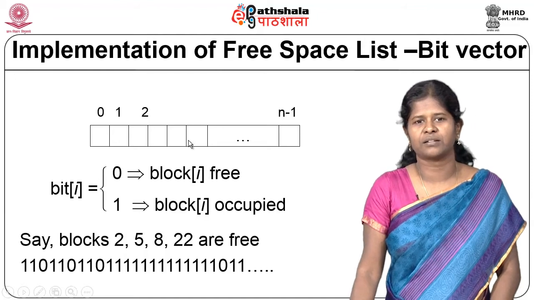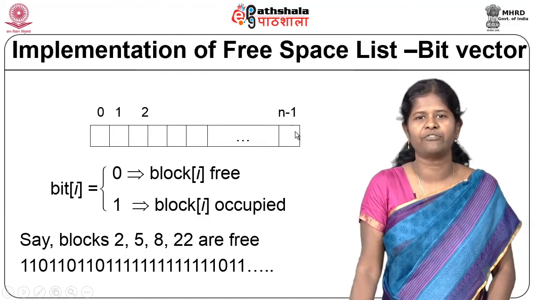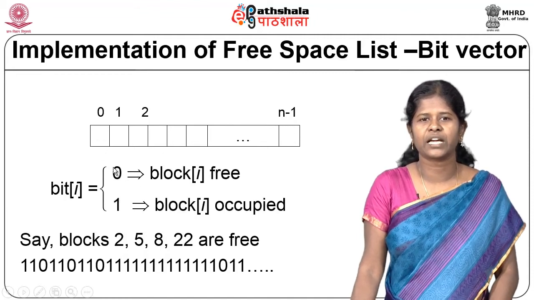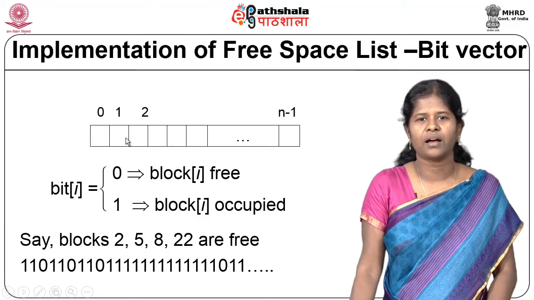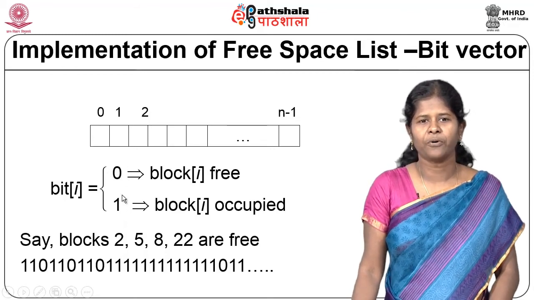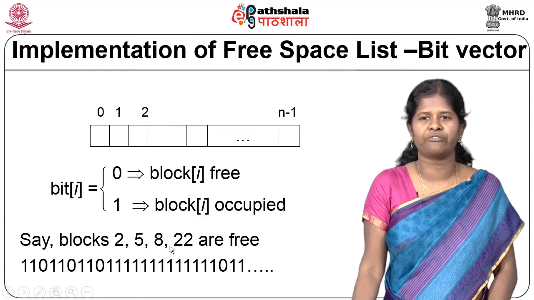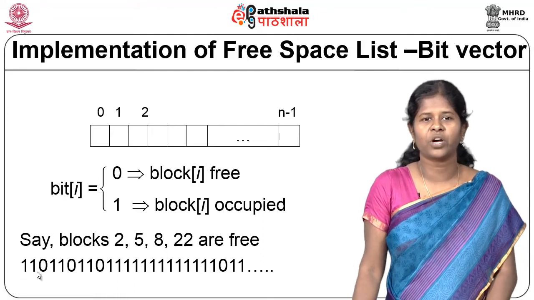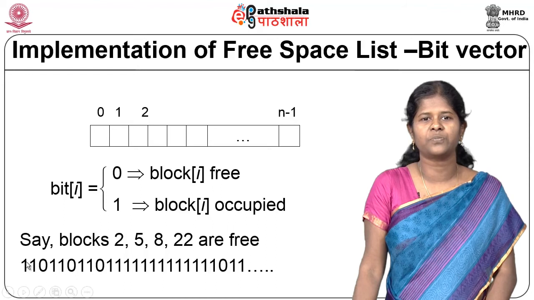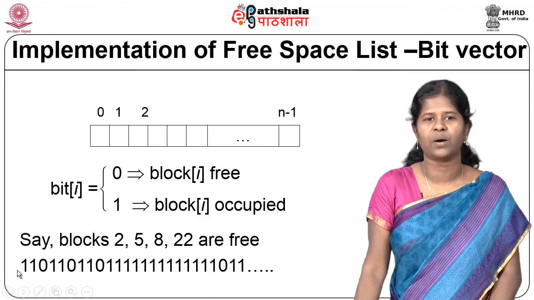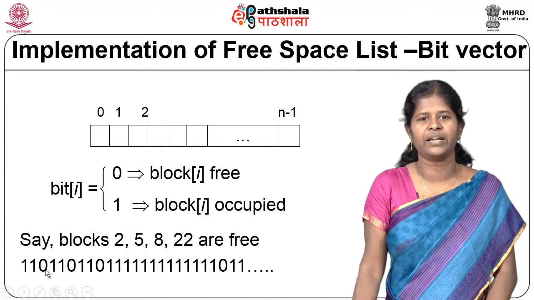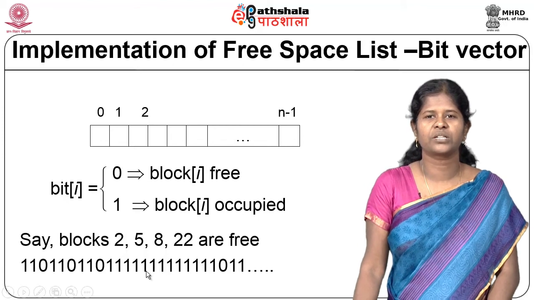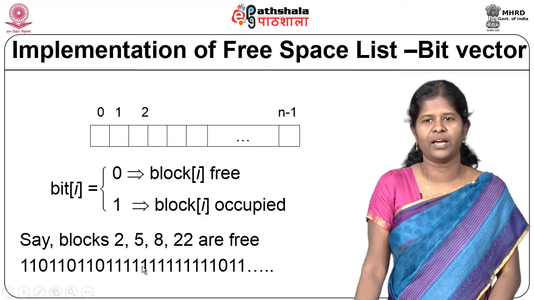There are different ways in which this free space list can be maintained. One is the bit vector, where you have a bit assigned for each and every disk block. If a disk block is free, then the corresponding bit is 0. If the disk block is occupied, then the corresponding bit is 1. Suppose disk blocks 2, 5, 8, 22 are free, then the bit vector will look something like this. You will have disk block number 0 which is currently occupied, disk block number 1 which is occupied, and hence the bits are 1, and disk block number 2 is free and hence the bit is 0, and so on.